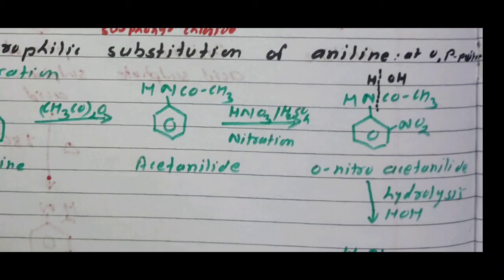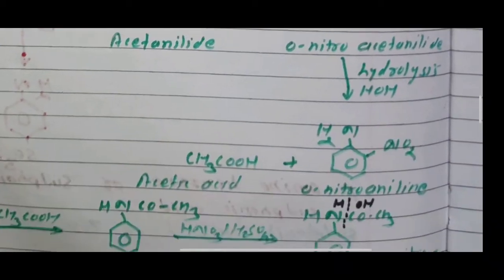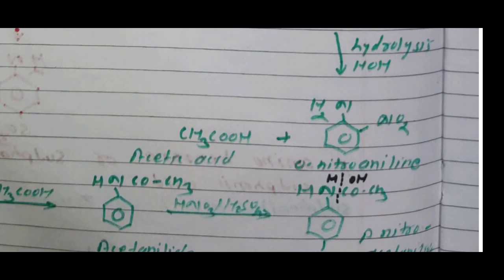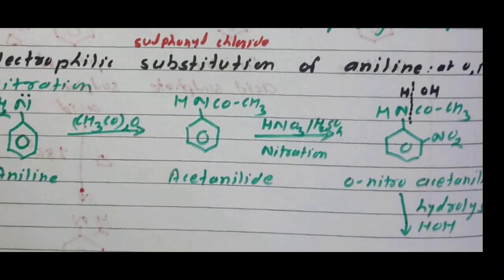Here I am showing the addition of a water molecule: H attaches to NH, and OH attaches to the COCH3 group. Then the product is converted to o-nitroaniline, with NH2 and an NO2 group at the ortho position. Therefore, o-nitroaniline is formed by releasing one molecule of acetic acid. This is the formation of the ortho product of aniline when you use acetic anhydride as the acetylating agent.